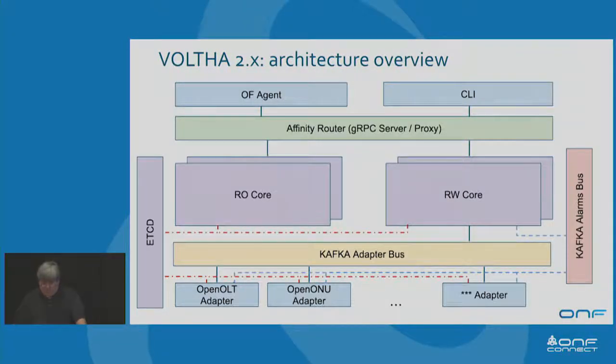So here is a picture of the architecture. We still have an OpenFlow agent, and we still have a Voltha CLI. You kind of saw the CLI earlier in some of the hands-on portion. It's pretty much a similar CLI talking over gRPC. But then you get into here, and we have a lot of changes. So you now have the affinity router, also known as the API server. And it is a gRPC server/proxy. So it is going to route gRPC requests to the appropriate container.